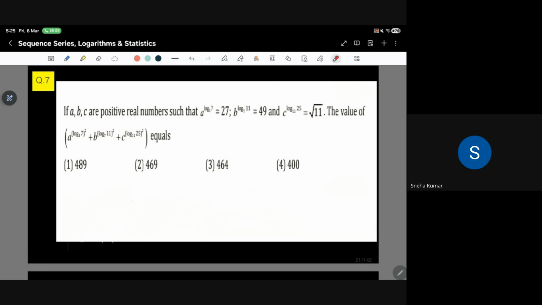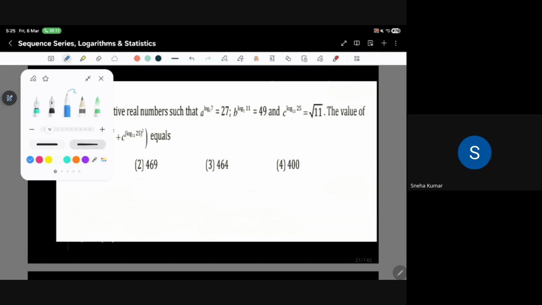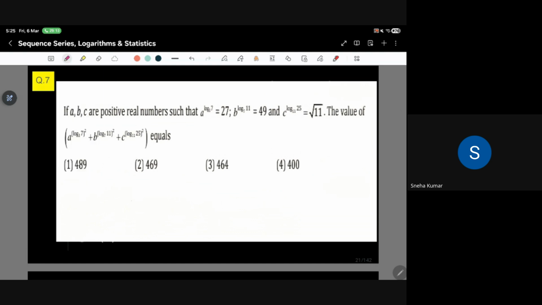See, if it is not clear, it is written as a to the power log 7 base 3 equals 27. This is b to the power log 11 base 7 equals 49, and c to the power log 25 base 5. Okay, and here the same thing is written: a to the power log 7 base 3, but log 7 base 3 has power 2 now. Okay, same here.